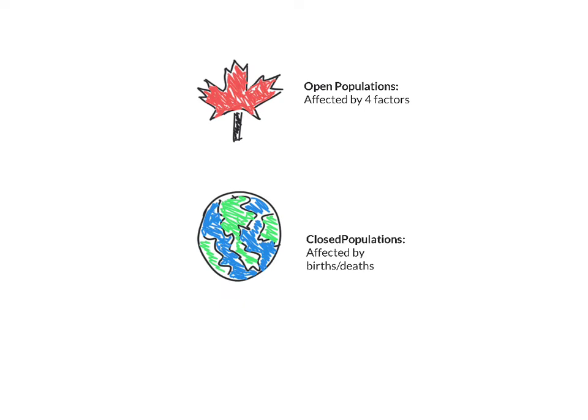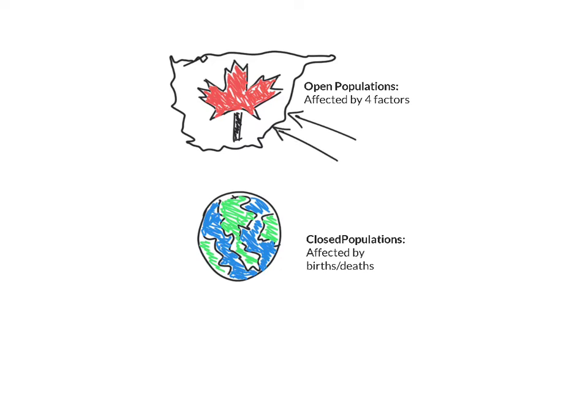There are two different types of populations. There are open populations. A really good example of that would be Canada. It is a situation where the population is affected by those four factors. So I'll just draw Canada really badly here, an outline of Canada. Canada is affected by four of the factors. There is immigration in, there is natality, there is mortality, and there is emigration, and it is affected by all four factors.